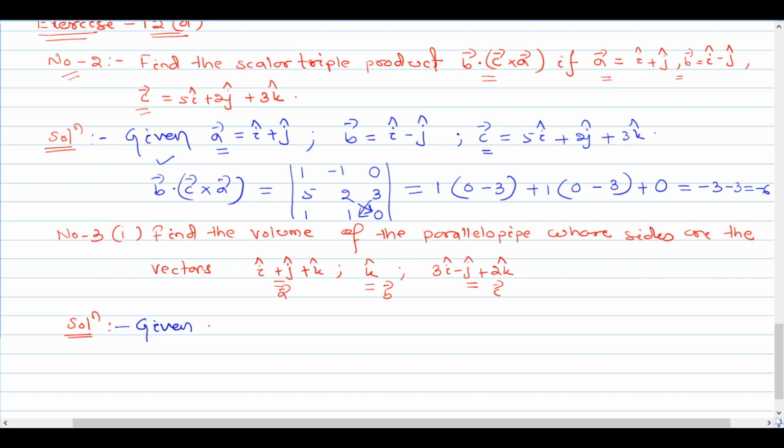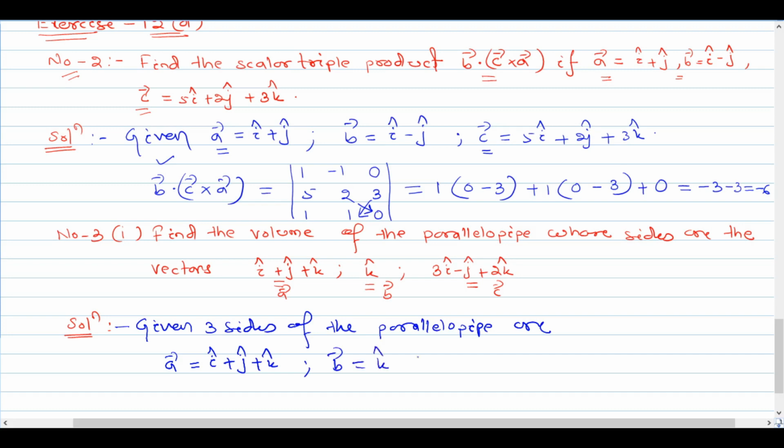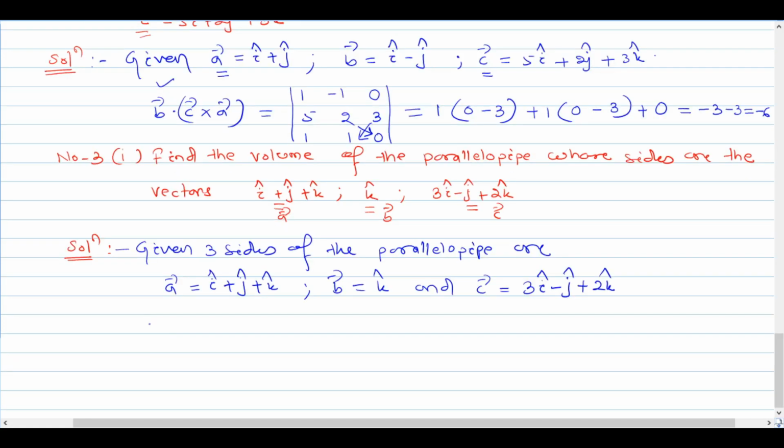What are the given conditions? Given three sides of the parallelepiped are a vector, that is i cap plus j cap plus k cap, b vector, and c vector is equal to 3 i cap minus j cap plus 2 k cap. Now write: volume of the parallelepiped is equal to the scalar triple product of three vectors, that is a vector b vector c vector, in determinant style.